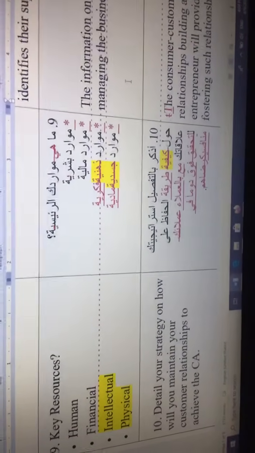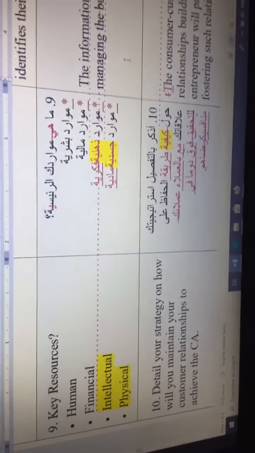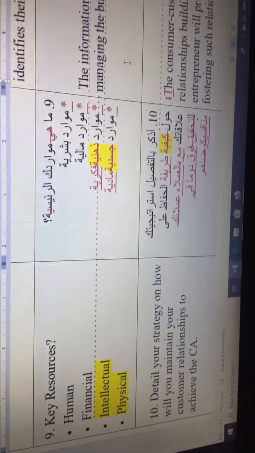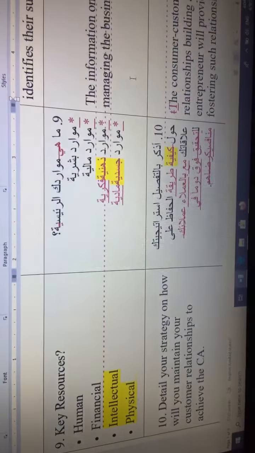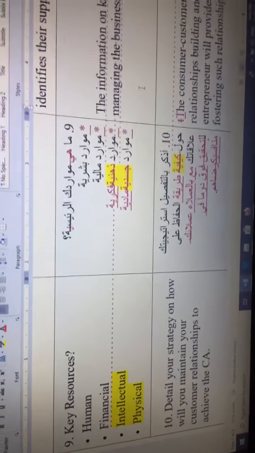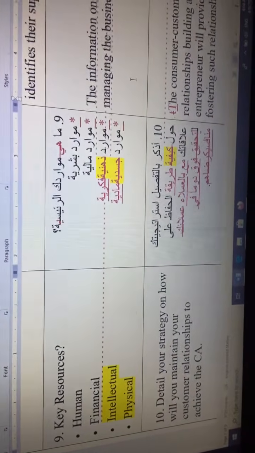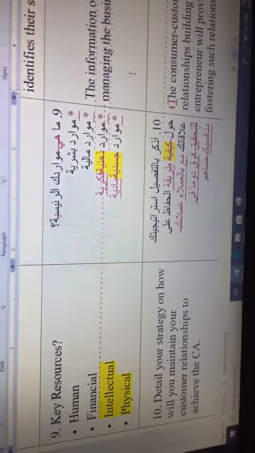Of course, the key resources, you can say ما هي مواردك. The word here is only for emphasis. It can be dropped. What's missing from the Arabic is also the bullet points. They are not included, so I inserted them.